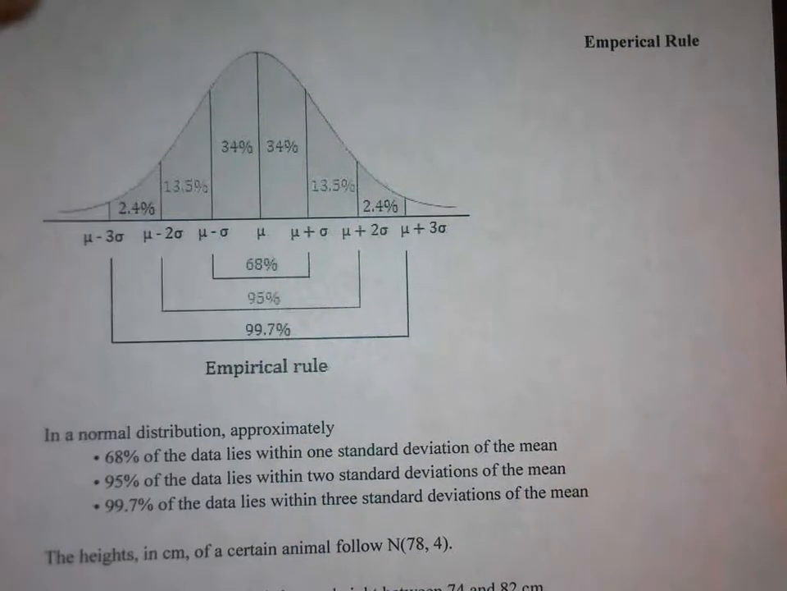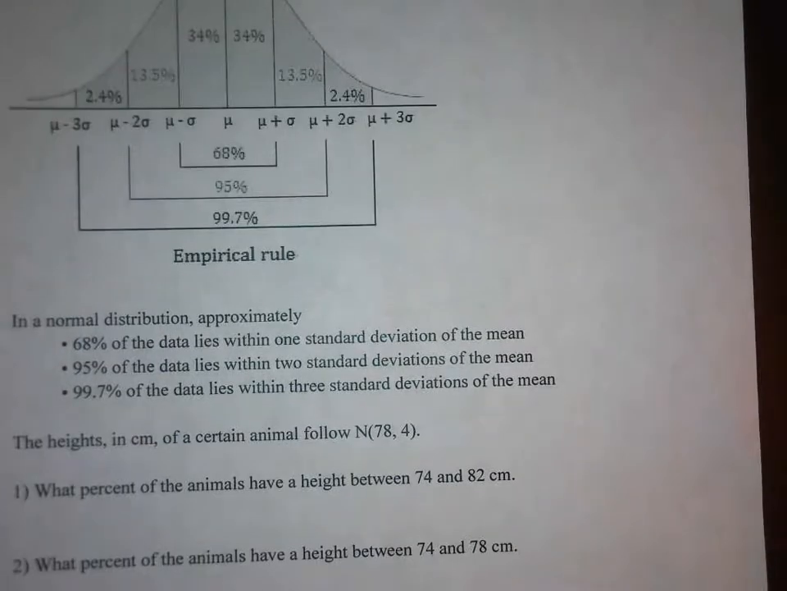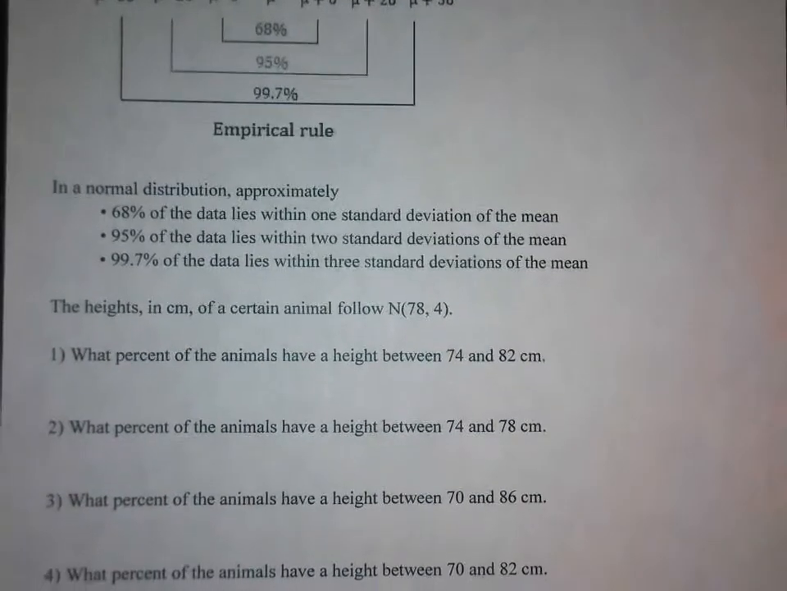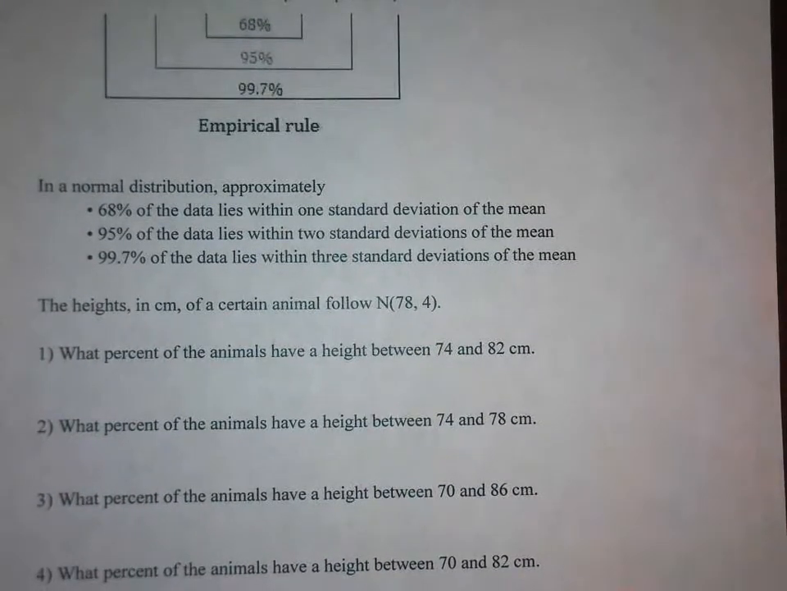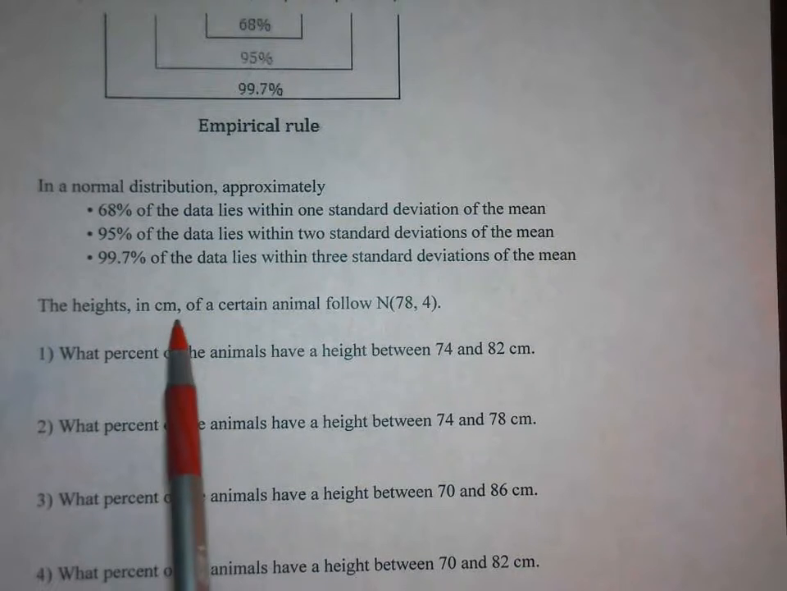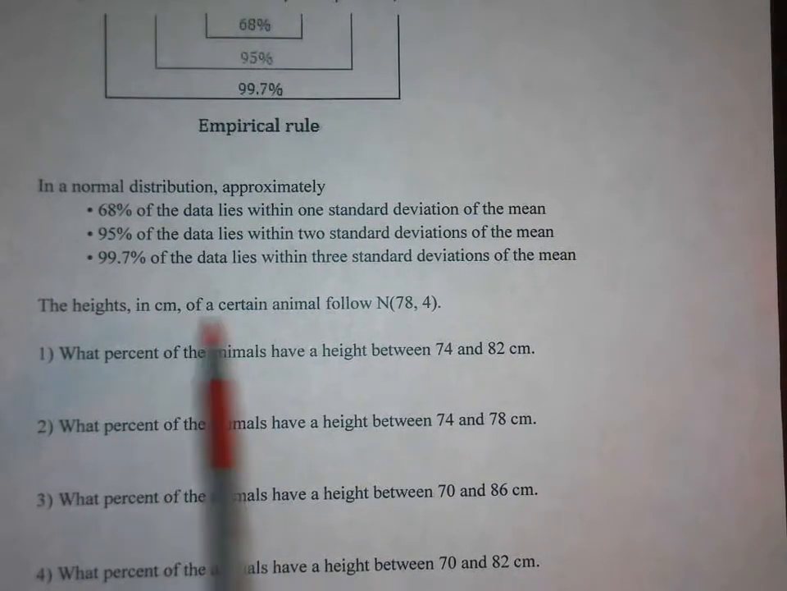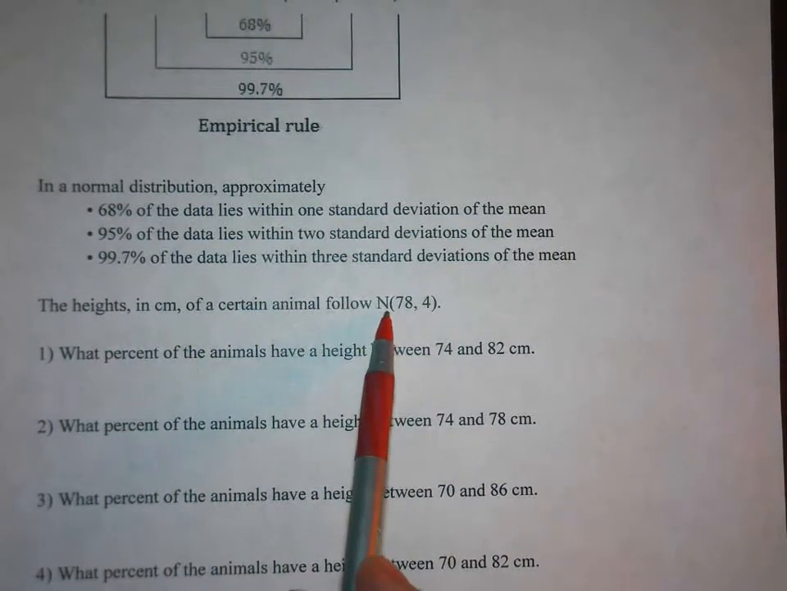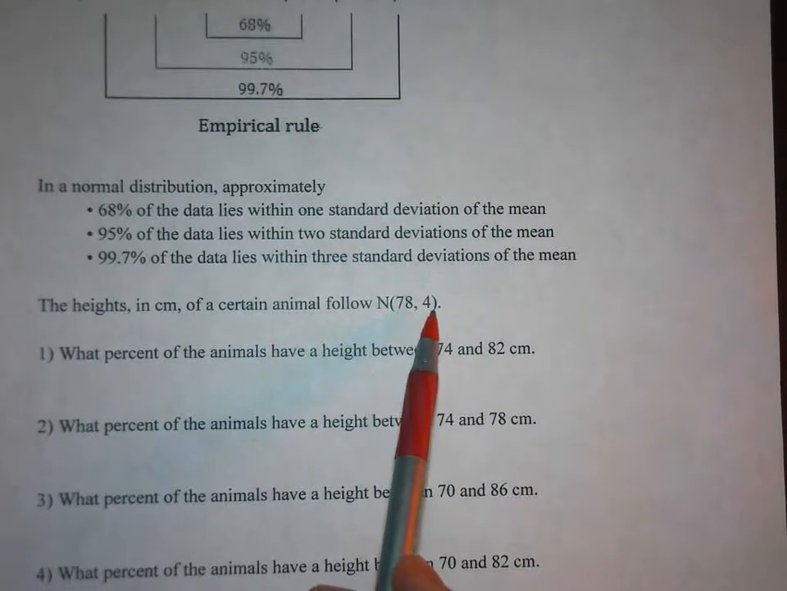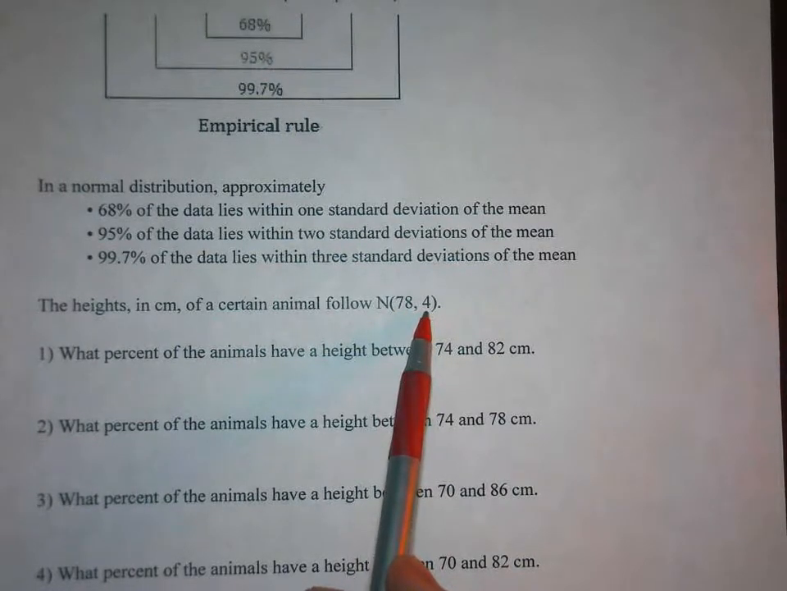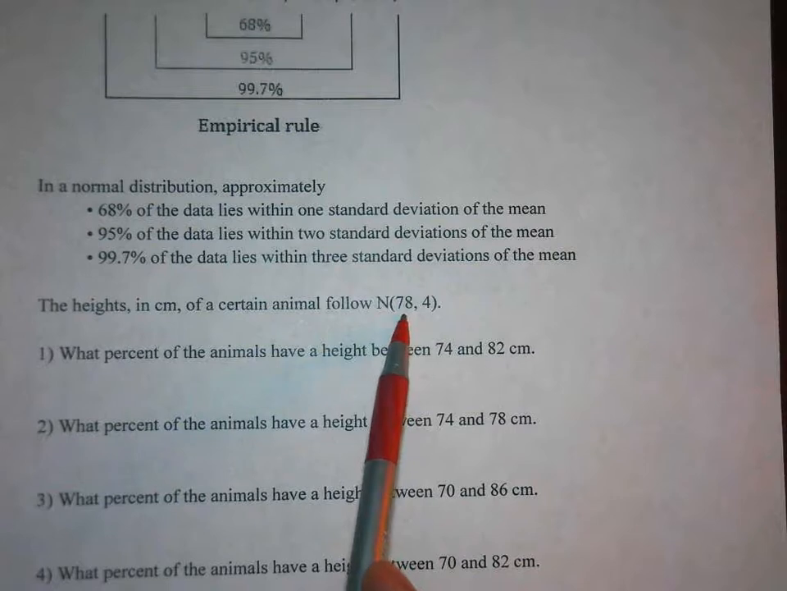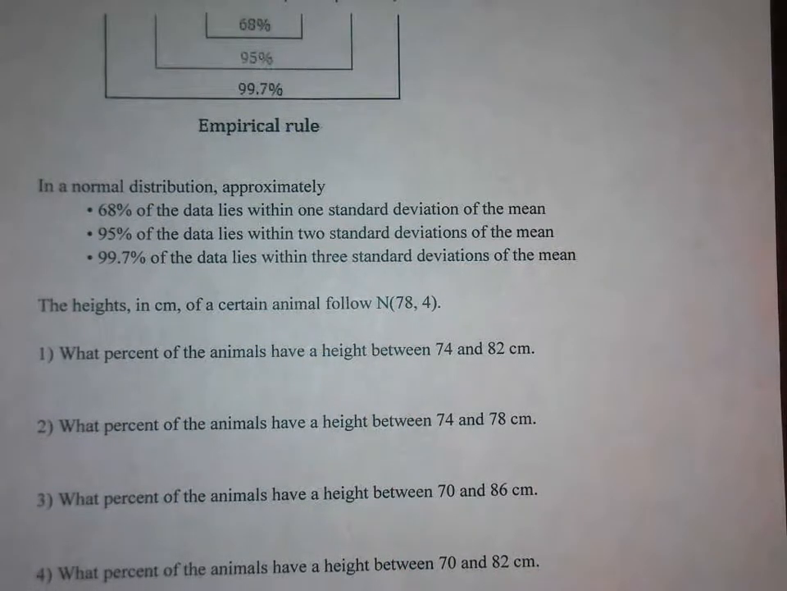Okay, that's the empirical rule. Now, how we use that is if we have a variable that's normally distributed, so let's just say heights of a certain animal in centimeters, follow a normal distribution with a mean of 78 and a standard deviation of 4. So what percentage of the animals have a height between 74 and 82?